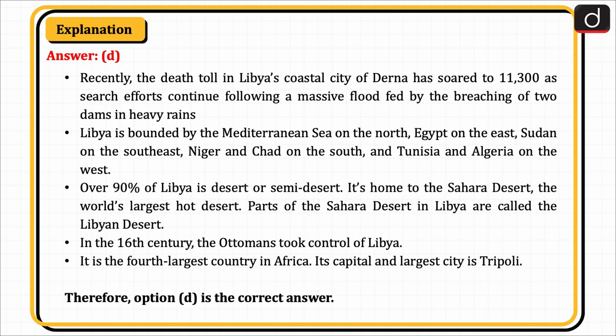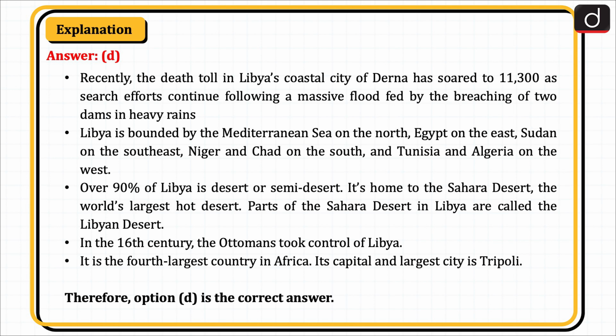Recently, the death toll in Libya's coastal city of Derna has soared to 11,300 as search efforts continue following a massive flood fed by the breaching of two dams in heavy rains. Libya is bounded by the Mediterranean Sea on the north, Egypt on the east, Sudan on the southeast, Niger and Chad on the south, and Tunisia and Algeria on the west.